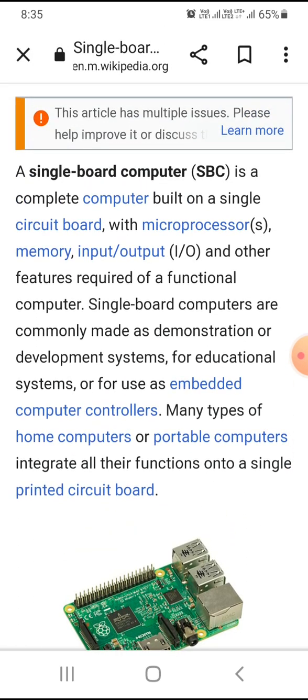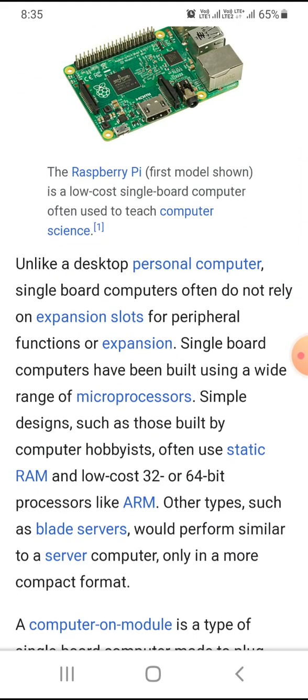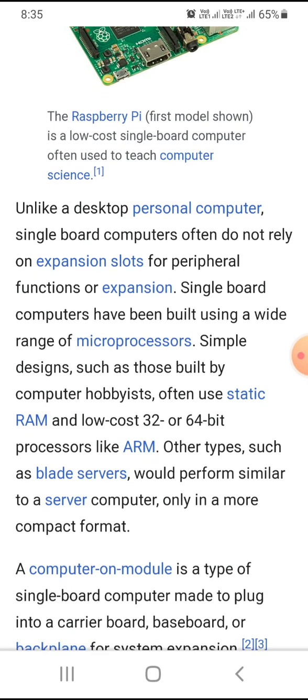So a single board computer is a computer built on a single circuit board with a microprocessor, memory, input, output, and the other features required of a functional computer. Single board computers are commonly made as a demonstration or development system, for educational systems, or for use as embedded computer control. Many types of home computers or portable computers integrate all their functions onto a single printed circuit board. Unlike a desktop personal computer, single board computers often do not rely on expansion slots for peripheral function or expansion.